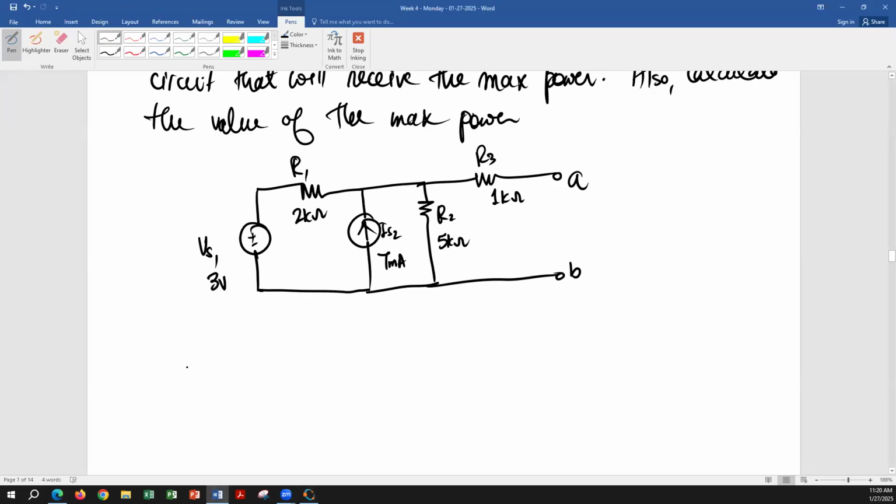So R Thevenin between A and B, or R equivalent, which will be R Thevenin. Once you remove the two sources, I'm not going to redraw the circuit. Once you remove the two sources, what will be the combination of resistors that you can make such that you get the equivalent looking into nodes A and B? Okay. All right.